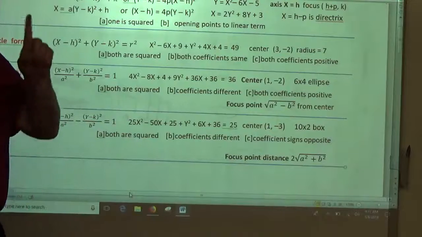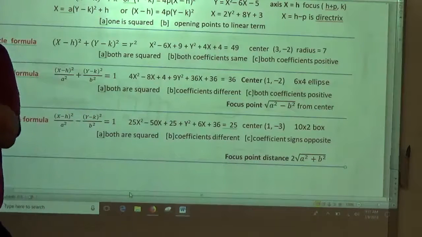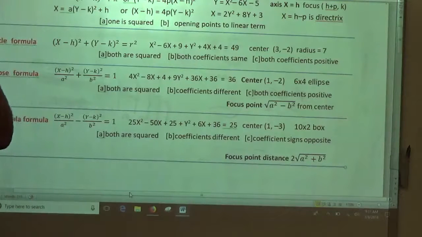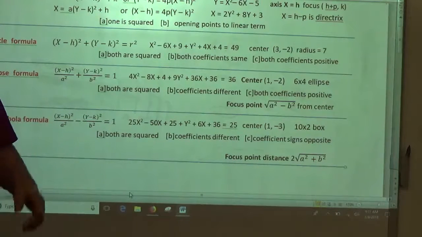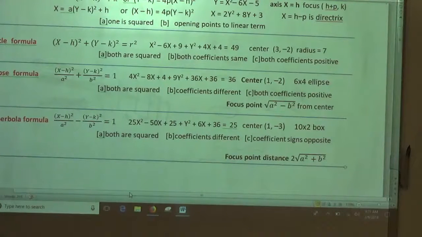Okay? So we can get one out of the way real quick. It either is or it isn't, because if you look at the highest term of the x and the highest term of the y, if one of them is squared and the other one is not, then you have a parabola. If both of them are squared, then you do not have a parabola. So we'll be able to tell this relatively quickly.